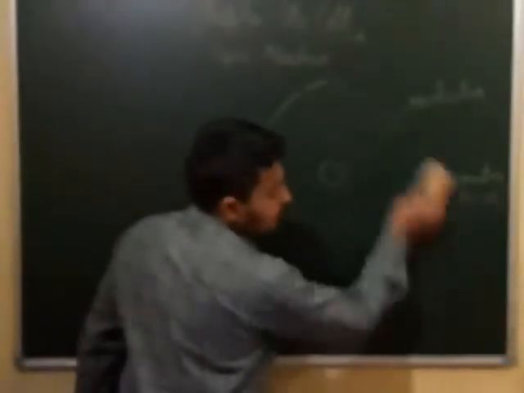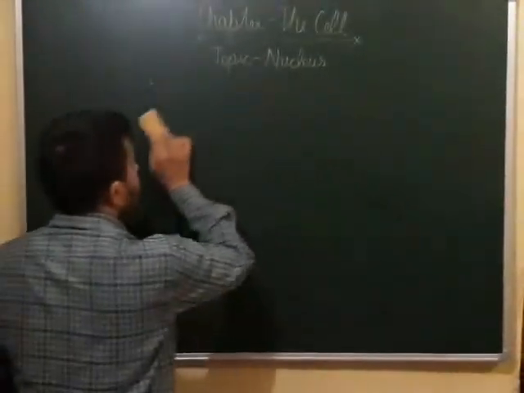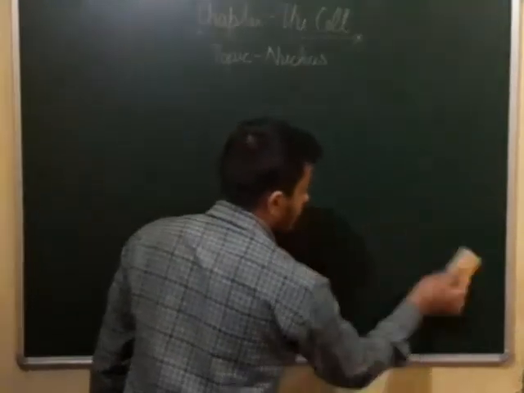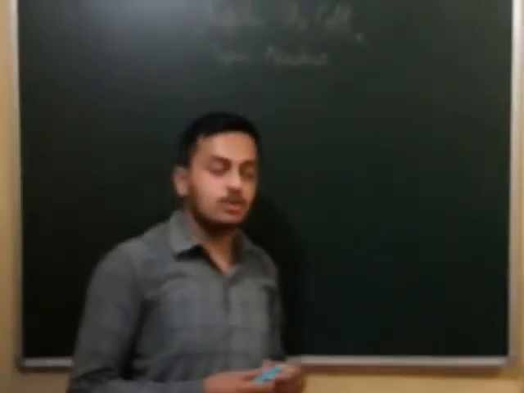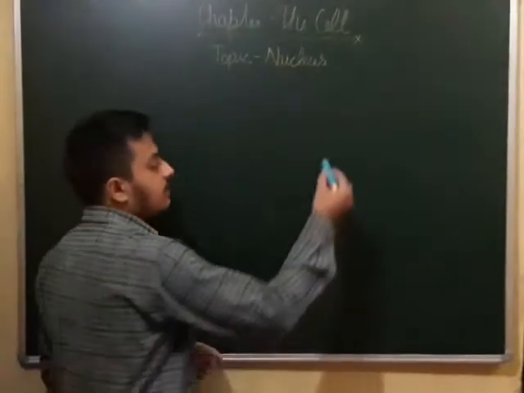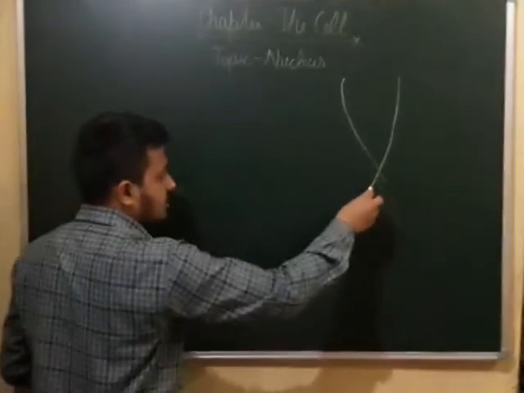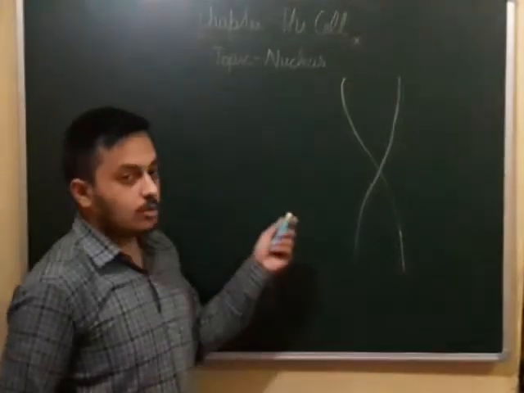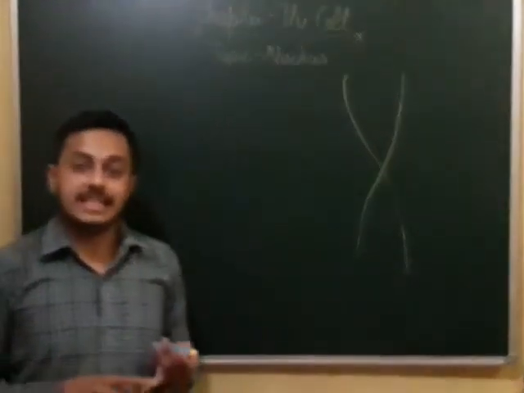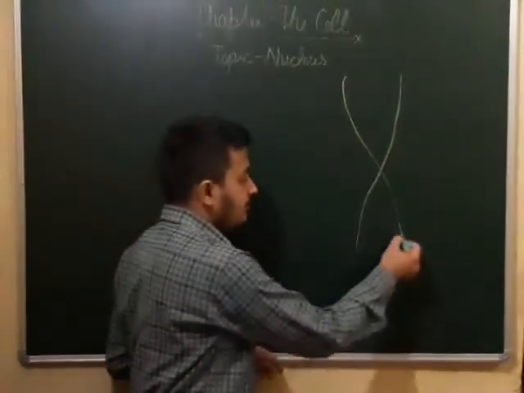So students, we have four parts in the nucleus: the nuclear membrane, the nucleoplasm, the nucleolus, and the last part is the chromatin material, which during cell division turns into the chromosome. So what are chromosomes? I have already told you, these are rod-like structures. The chromosomes are made up of DNA and they also have some sort of protein.